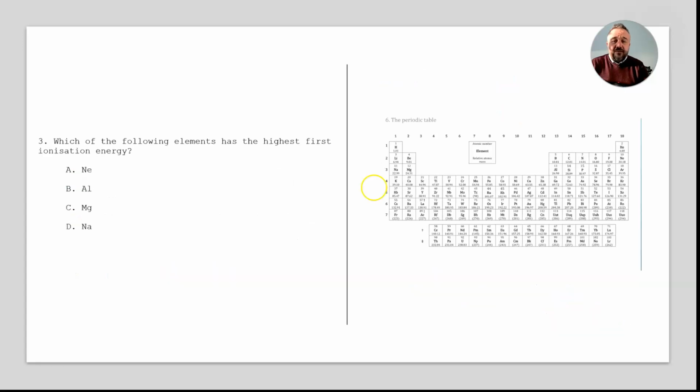Alright, next question. Which of the following elements has the highest first ionization energy? It could be neon, which is right here. It could be aluminium, which is there. Could be magnesium. And it could be sodium. So highest first ionization energy. This is a different question to the one previously. Related though. We're testing different aspects of the understanding.